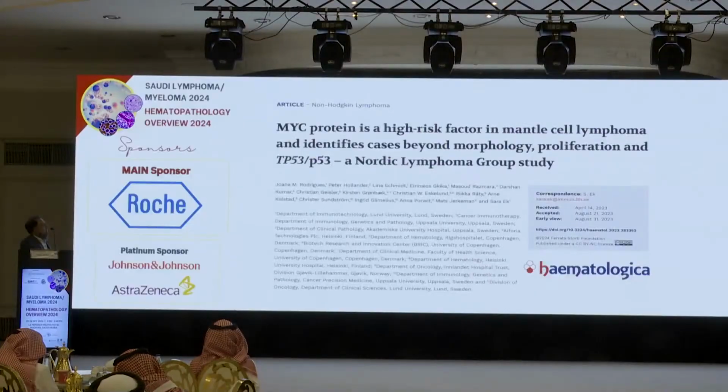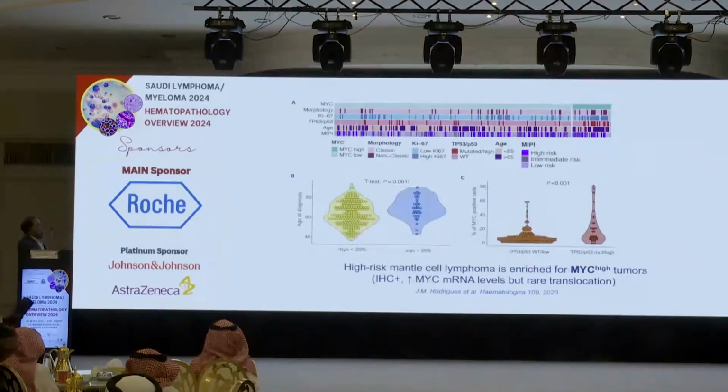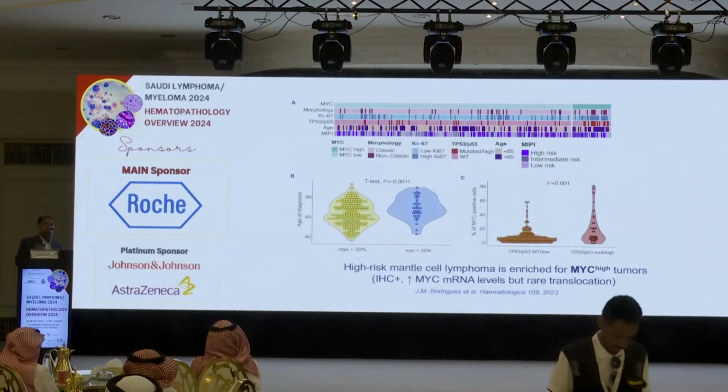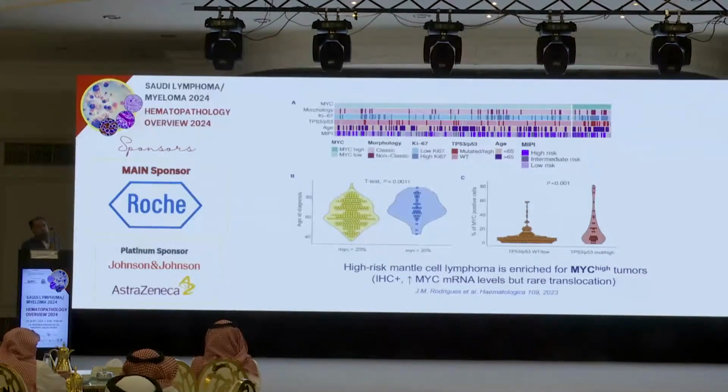Actually, last year there was a publication from the Nordic group. If you look at this data, all the MYC positive cases, by immunohistochemistry and confirmed by mRNA, fell in the high risk category. So it means that MYC can be added to the high risk group. It is not a very high number, but a small number, but still. And their cutoffs, by the way, were 20%. I told you the cutoffs for the IHCs are so variable.